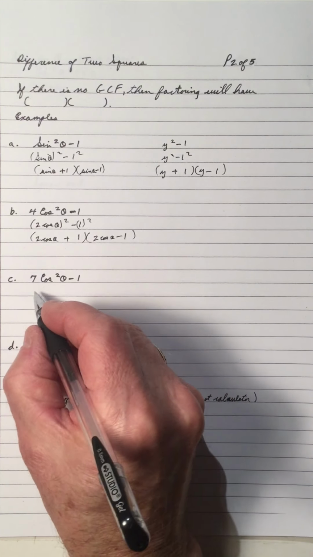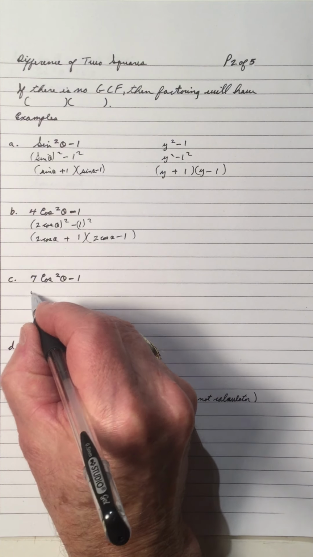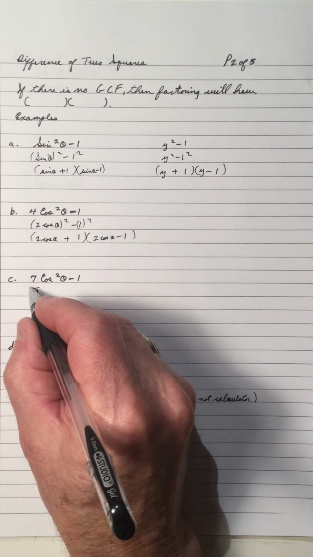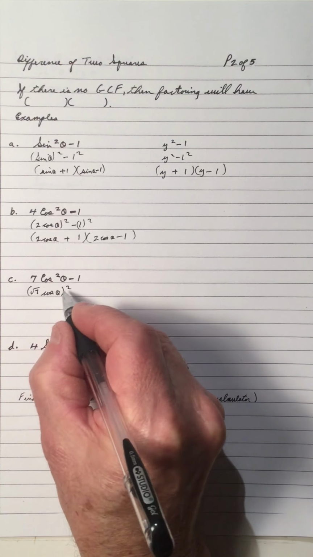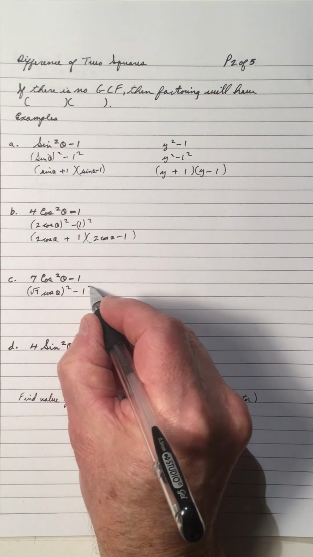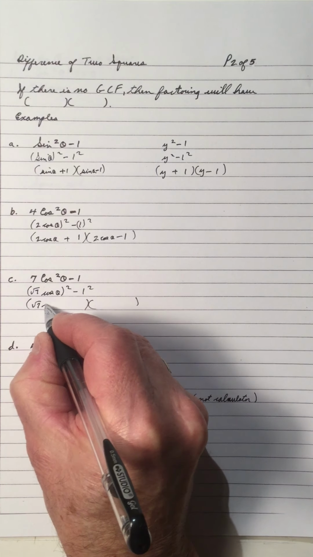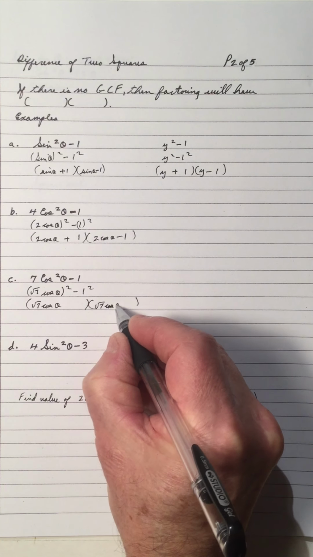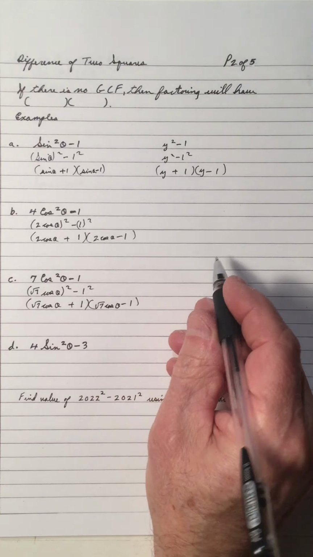C is also the difference of two squares, but we have a 7. If we take the square root of 7, we get root 7. So root 7 cos theta squared is 7 cos squared, minus 1 squared. Again we have the difference of two squares: root 7 cos theta, root 7 cos theta, 1 times 1, and there's a plus and a minus.